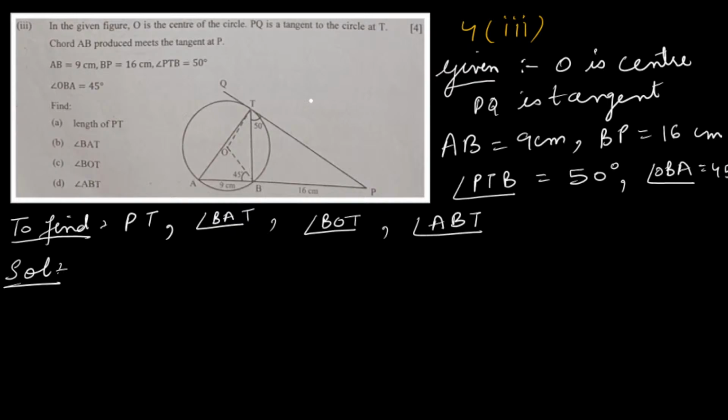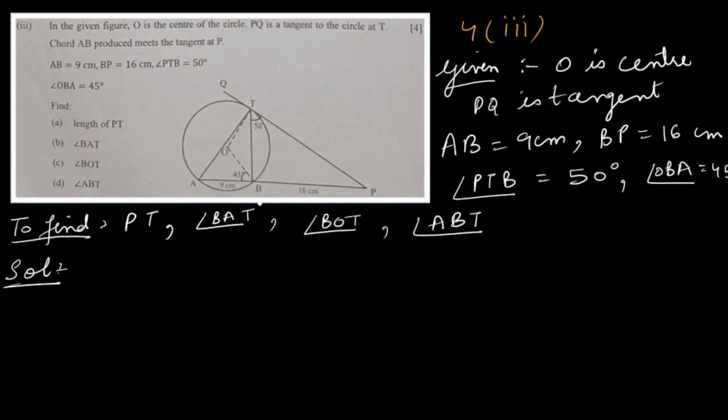Let's see PT. So which rule or which property will we use here? Tangent and chord. AB is a chord and AB produced intersects tangent PT. I want you to tell me the property as well. Here chord and tangent are intersecting externally. Yes, so we will use PT square is equal to PA into PB.